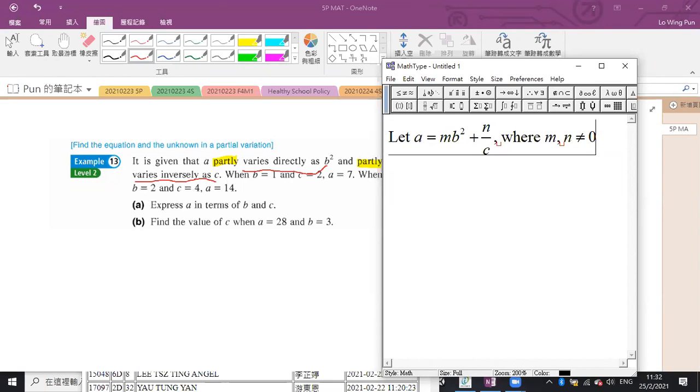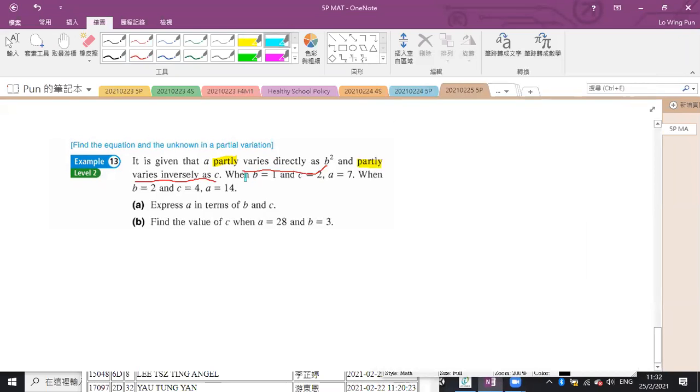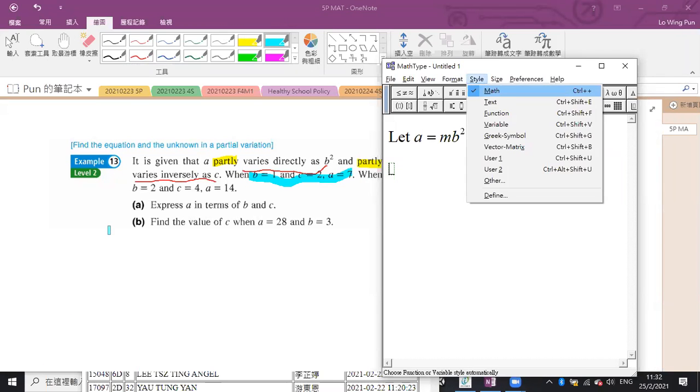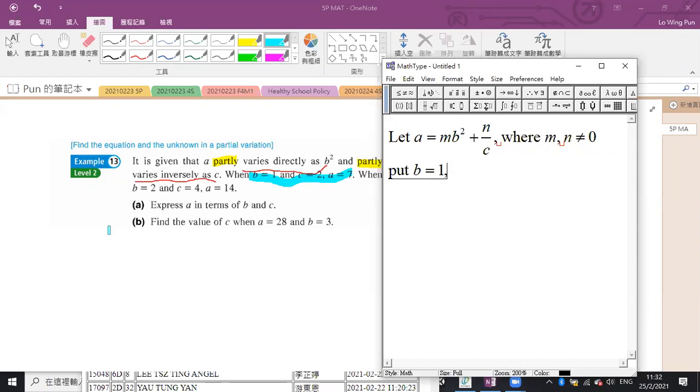Okay, and then we need to find a set of numbers from the question. The first one: when B is equal to 1, C is equal to 2, A is equal to 7. This time we have 3 numbers. So put B equals 1, C equals 2, and A equals 7 into our equation. 7 is equal to M times 1 squared plus N over 2. So we have 7 equals M plus N over 2.